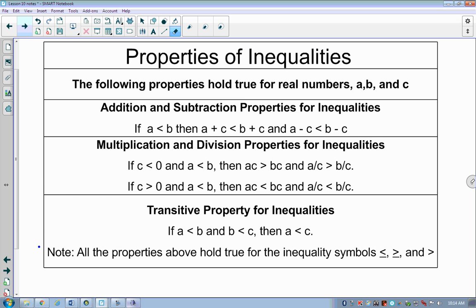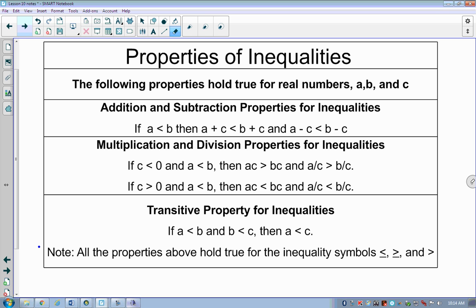All right, looking at multiplication. Okay? If C is less than 0 and A is less than B, well, what is something if it's less than 0? It's a negative number. So basically what they're saying there is if C is a negative number and A is less than B, then A times C is going to be greater than B times C. Okay? And A divided by C is going to be greater than B divided by C.